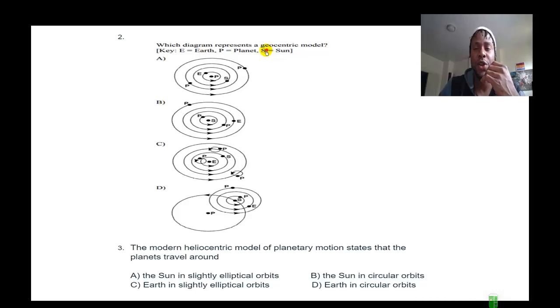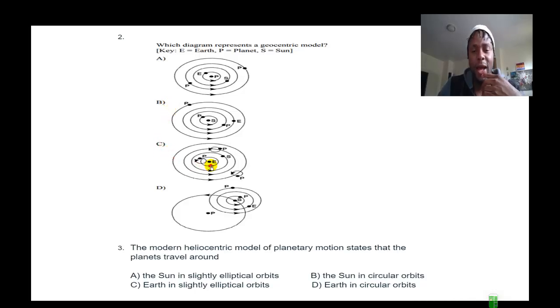The word geo is Earth, centric is center. So we are looking for a diagram that has the Earth at the center. Option A would not work because option A has another planet entirely at the center. So A is out of the way. B shows the sun in the middle, so this should be a heliocentric model. The question is asking us to find a geocentric model. So B is out of the way.